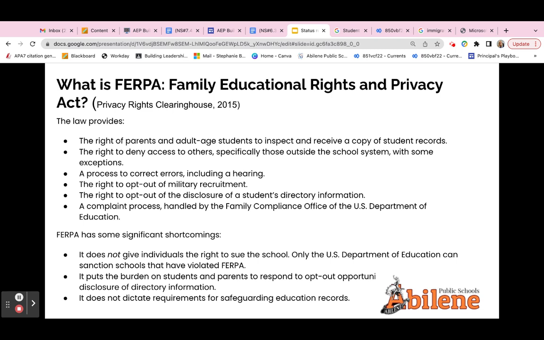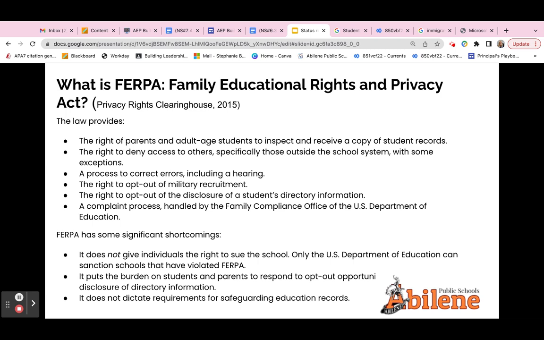It also includes the right to opt out of military recruitment, the right to opt out of the disclosure of a student's directory information, and it also includes a complaint process, which we will talk about a little bit later, that is handled by the Family Compliance Office of the U.S. Department of Education.